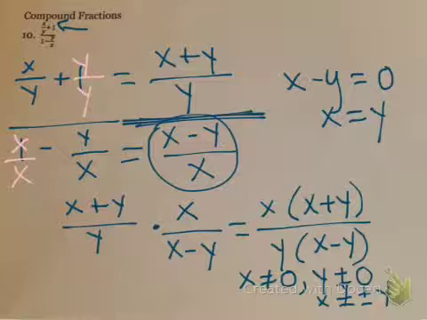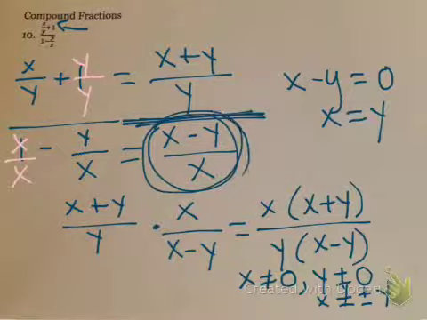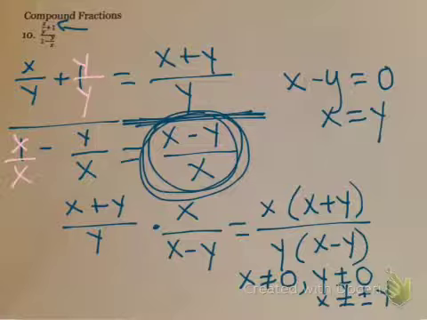Those are my restrictions. So compound fraction, you're going to look at the numerator. You're going to combine the fractions with the common denominator. Then you're going to do the denominator. Then you're going to multiply by the reciprocal of the denominator. Okay, so that's a quick review on all of our rational expressions. Now you should be able to do some practice.